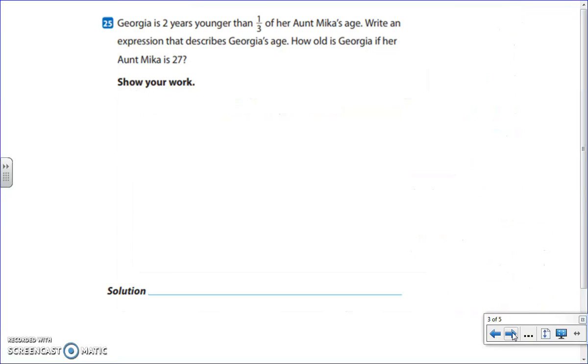It says Georgia is 2 years younger than 1/3 of her Aunt Micah's age. Write an expression that describes Georgia's age. How old is Georgia if her Aunt Micah is 27? And so this one does have a question mark, so it's very specific about what we're trying to figure out, but it also has a statement that says you need to write an expression, and then we also need to figure out how old is Georgia. Okay, so we have two things to accomplish again, and so here's what we're going to do.